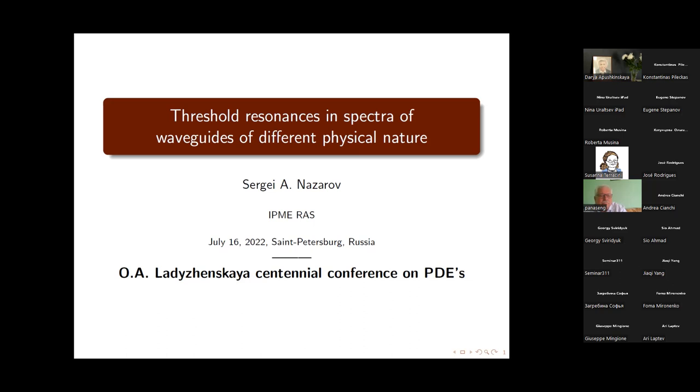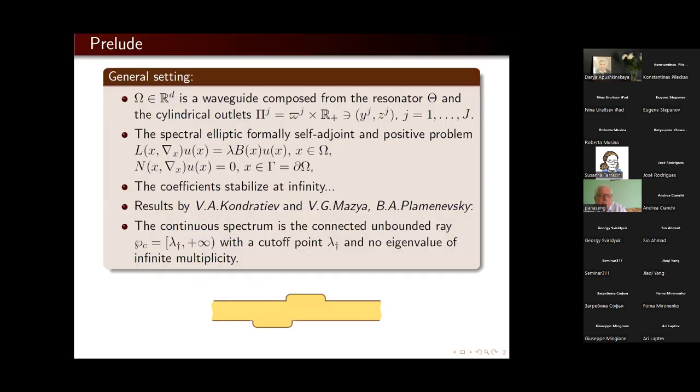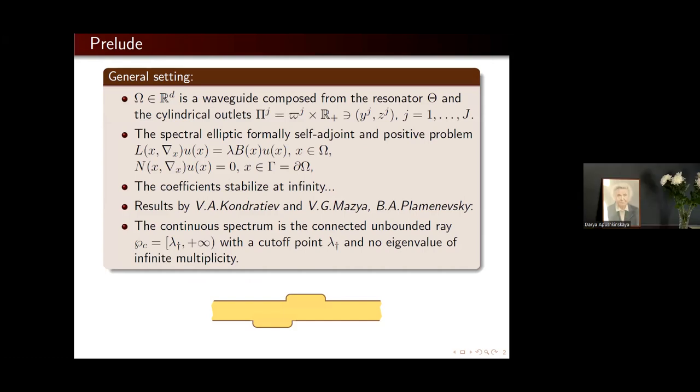Okay, what I'm going to speak about is what is written here. I will consider waveguides. In general, it is a self-adjoint and positive problem for a system with Neumann, Dirichlet, and other boundary conditions. What is important for me is that the famous results of Kondratiev and Mazya-Plamenevsky prove that this problem has a continuous spectrum, not just essential, continuous spectrum. The ray with a cutoff point, and there is no eigenvalue of infinite multiplicity in this ray at all.